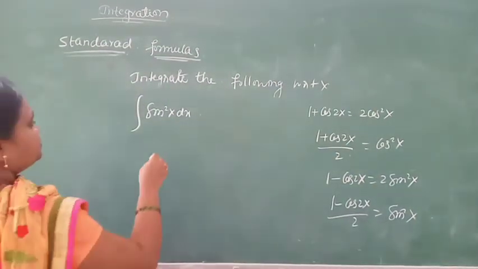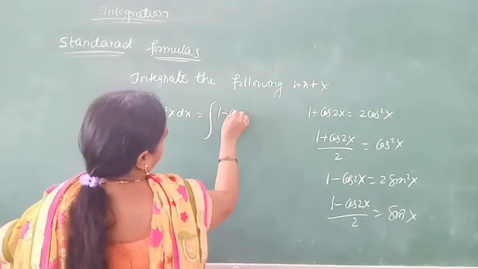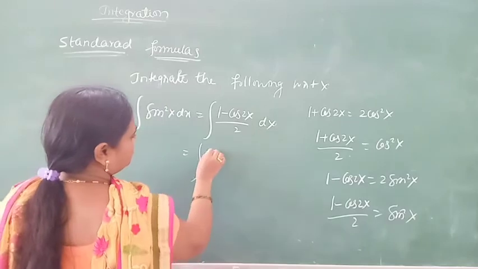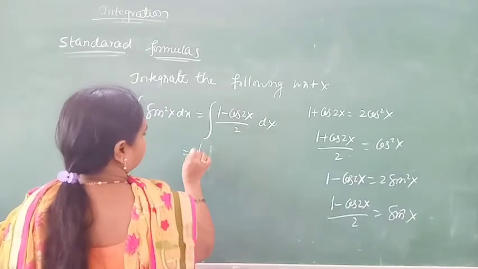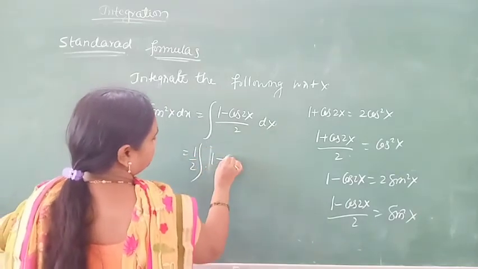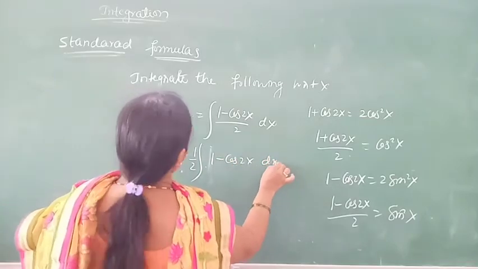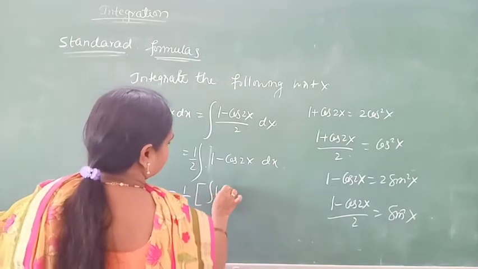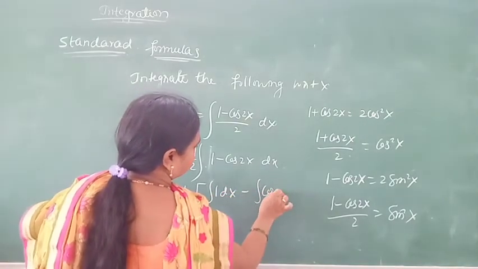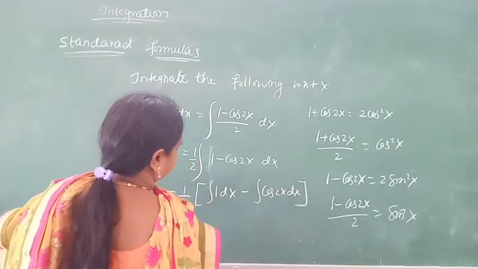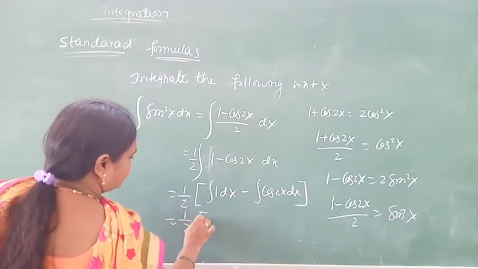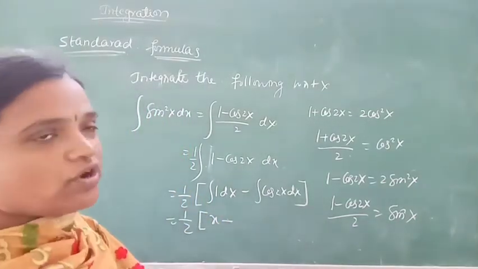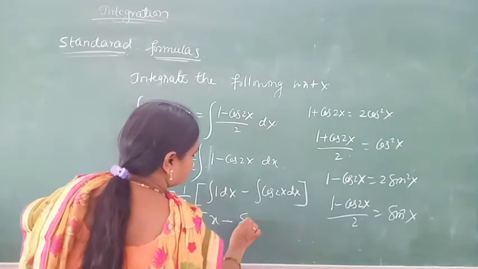Therefore, we don't have the integration of sin square x directly, so we apply this formula. Integration of sin square x, we can write as 1 minus cos 2x by 2 dx, which we can write, better I will take 1 by 2 constant outside, 1 minus cos 2x dx. Correct, and we can write this as 1 by 2 integration of 1 dx minus integration of cos 2x dx. 1 by 2, integration of 1 is x, minus integration of cos is sin 2x.